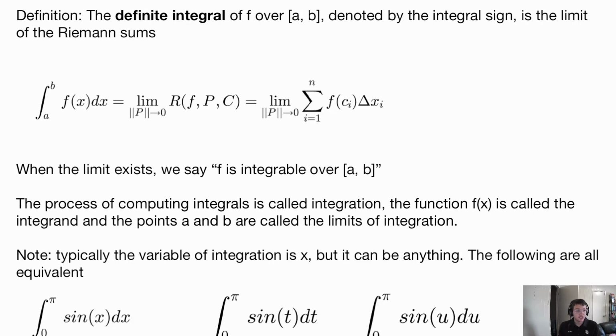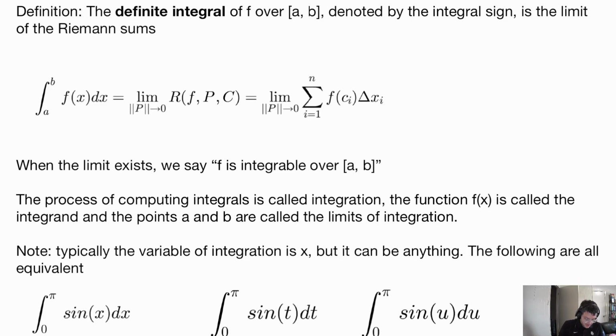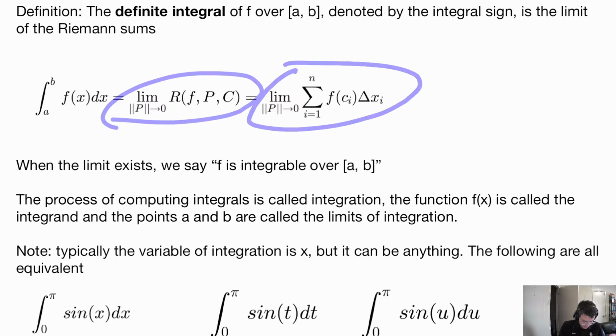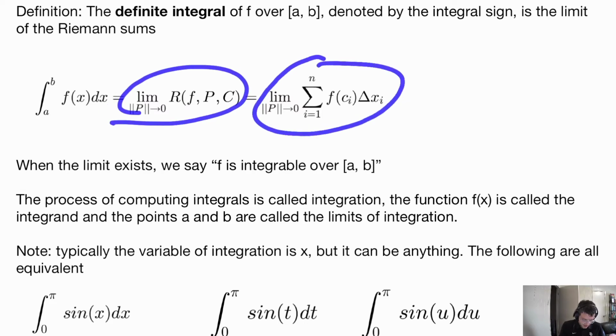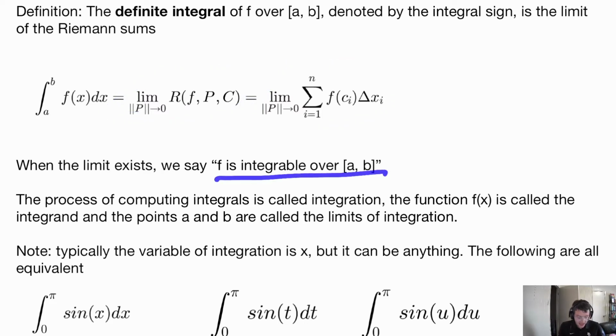As the partitions get smaller, our approximation of the area gets better and better. If we take the limit as the norms of the partitions go to 0, we get the definite integral of f over [a, b], which is just the signed area under the curve. When this limit exists, we say that f is integrable over the interval [a, b].